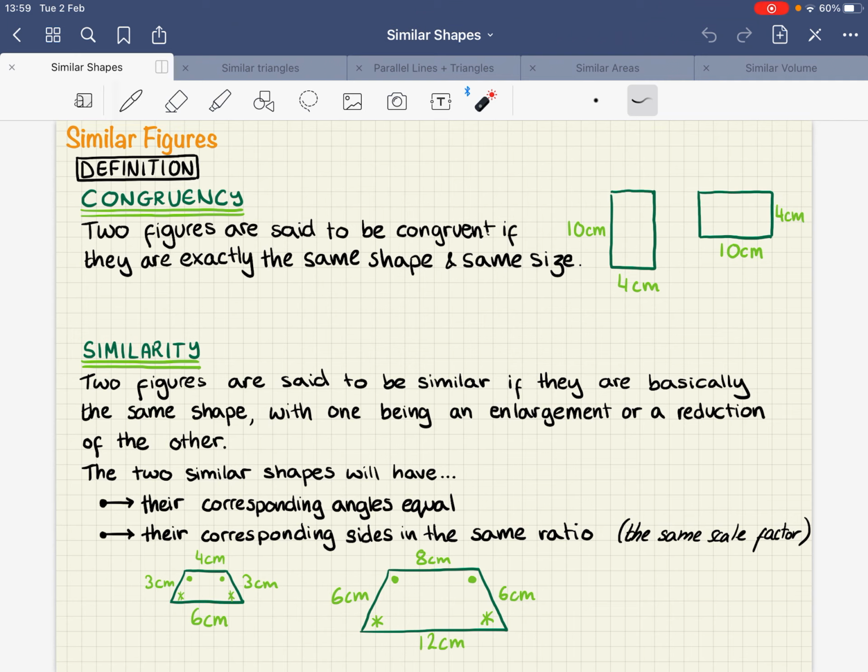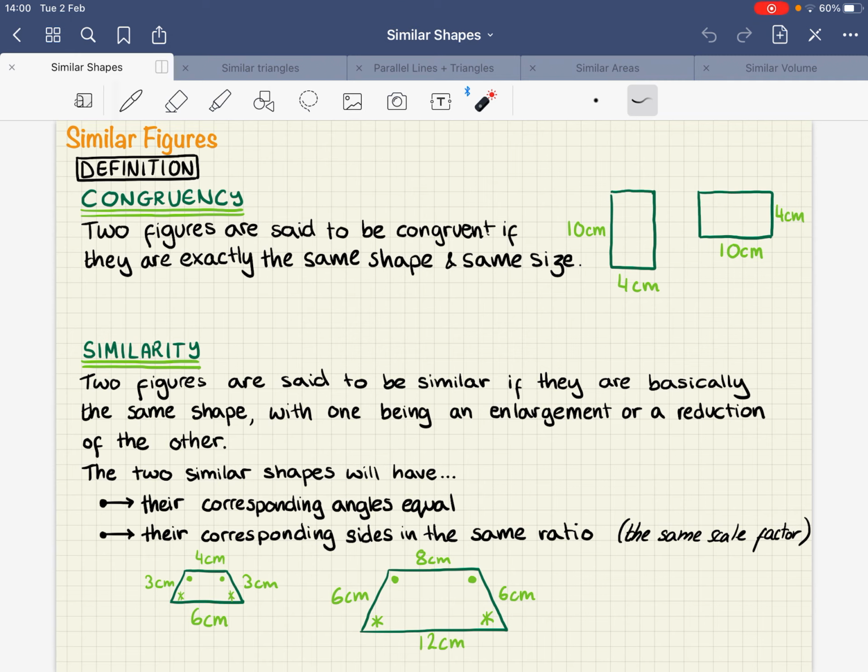So congruency. Two figures are said to be congruent if they are exactly the same shape and the same size. So that shape could be moved from one spot to another, it could be rotated. So for instance, here we can see that we have 10 centimeters, there's 10 centimeters, and those two sides would also be 10. And we've got 4, that would be 4, so would that, and so would that. So all I've taken is that rectangle, moved it a little bit, rotated it. They are congruent, they are the exact same.